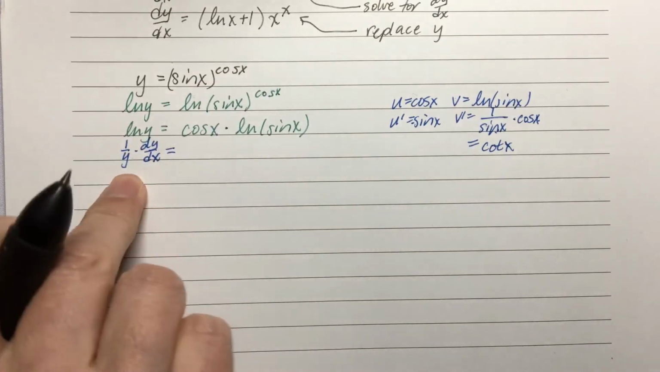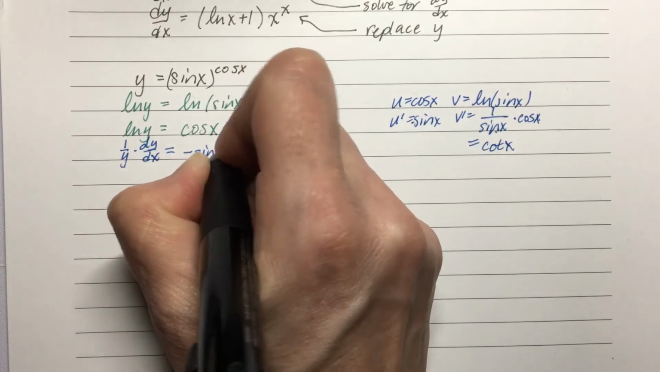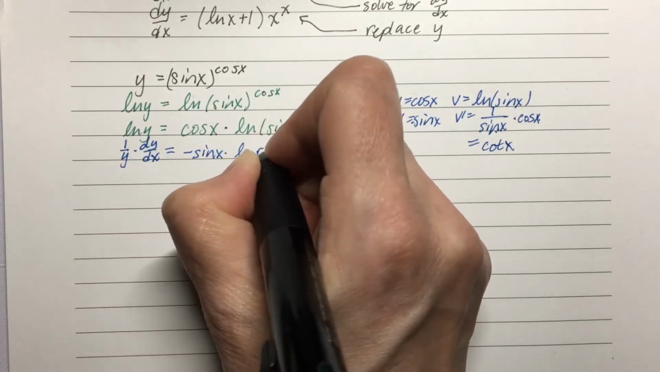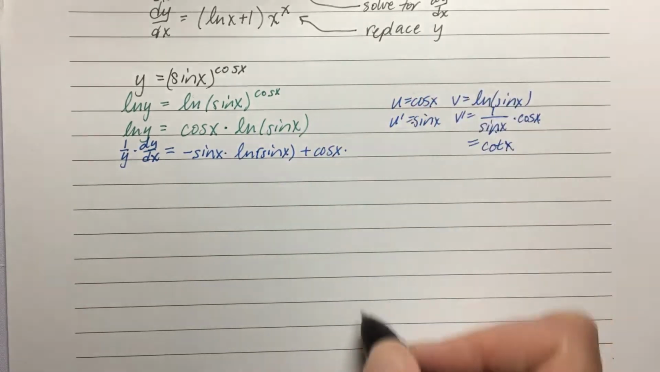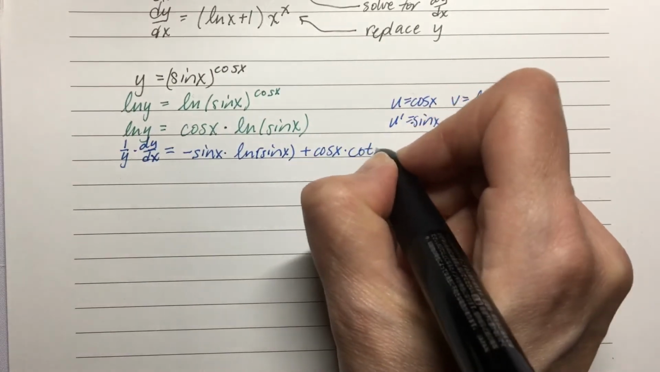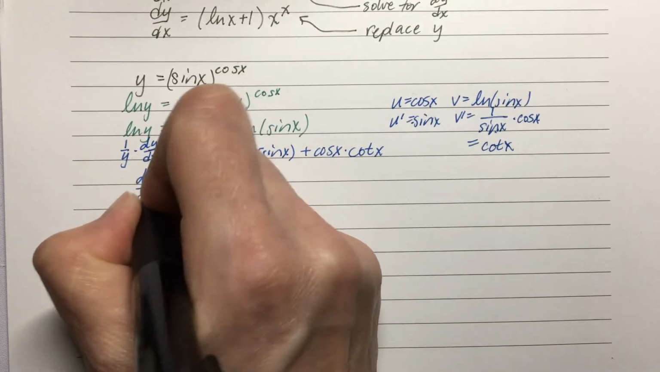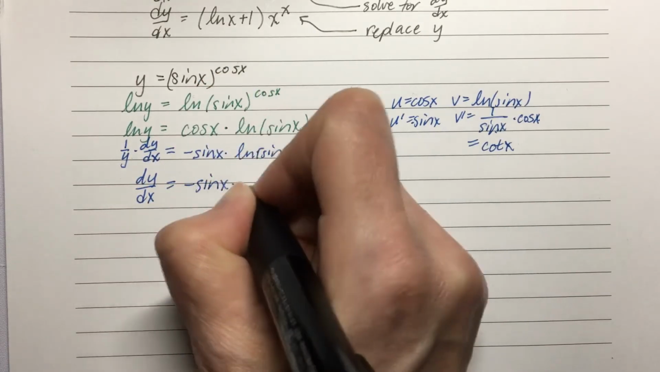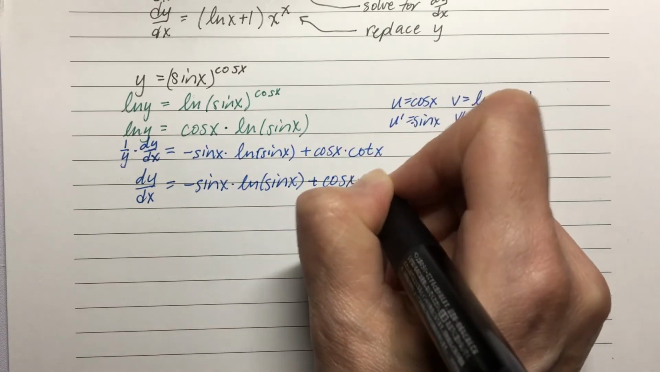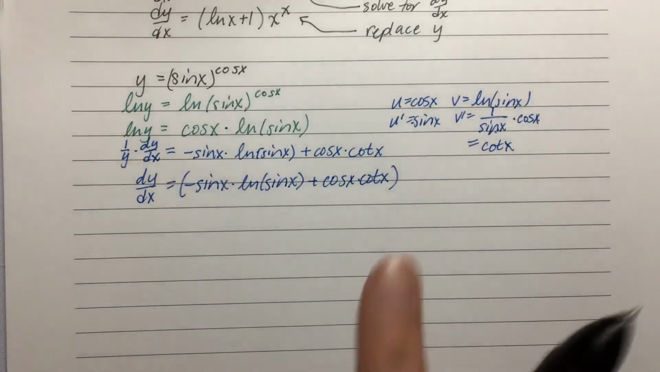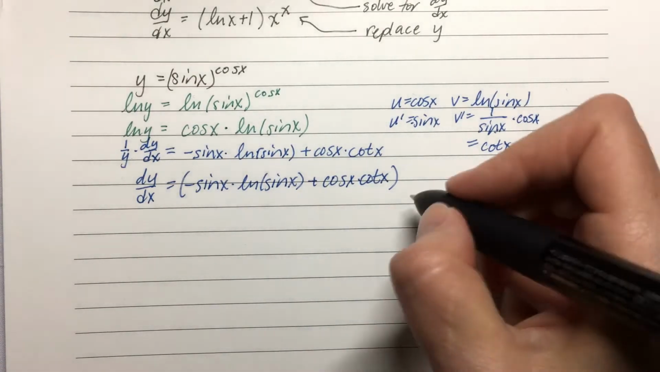So we have our derivative of the left side and then product ruling on the right. So derivative of the first, we get negative sine x times the second, natural log sine x, plus the first, which is cosine x, times derivative of the second, which was that cotangent x. And then we solve for dy dx. So dy dx is that negative sine x times natural log sine x plus cosine x times cotangent x. Throw that guy in parentheses. Be really careful about that. I didn't emphasize that the last time. And then multiplying that times y.